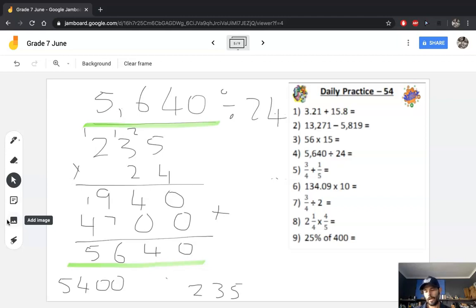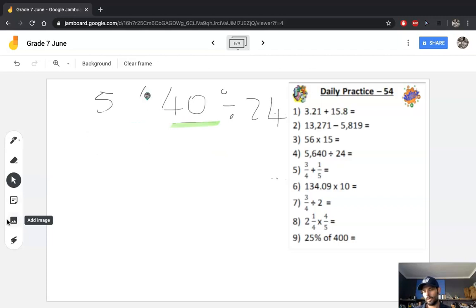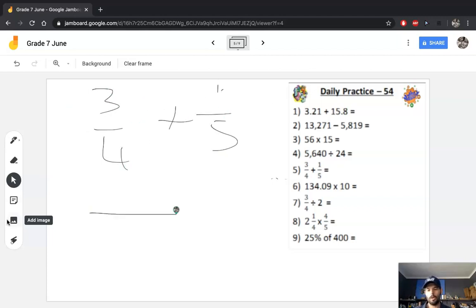Okay, the addition of fractions is next. And you guys need to recognize that the denominators are different. So the first thing I need to do is look for the lowest common denominator of 4 and 5. So if our question is 3/4 plus 1/5, my lowest common denominator of 4 and 5 is 20.